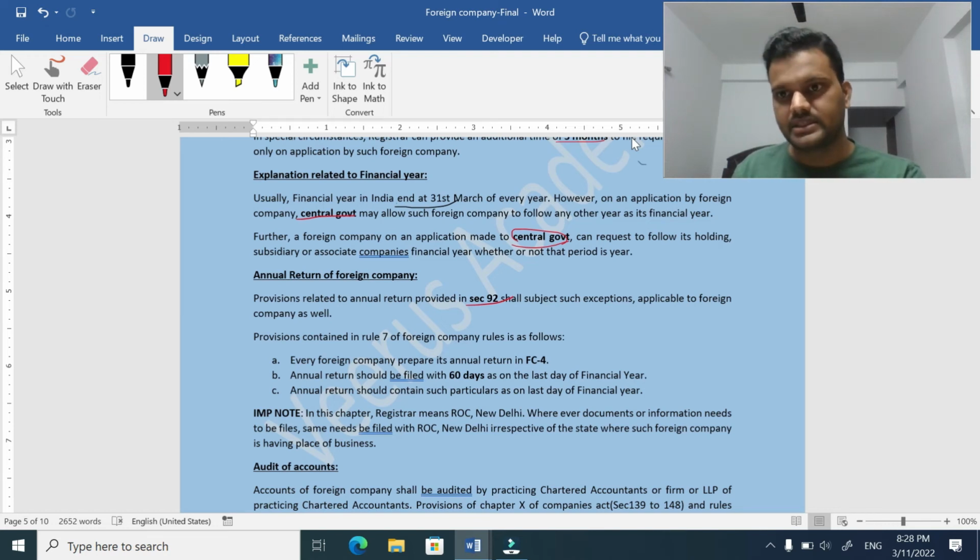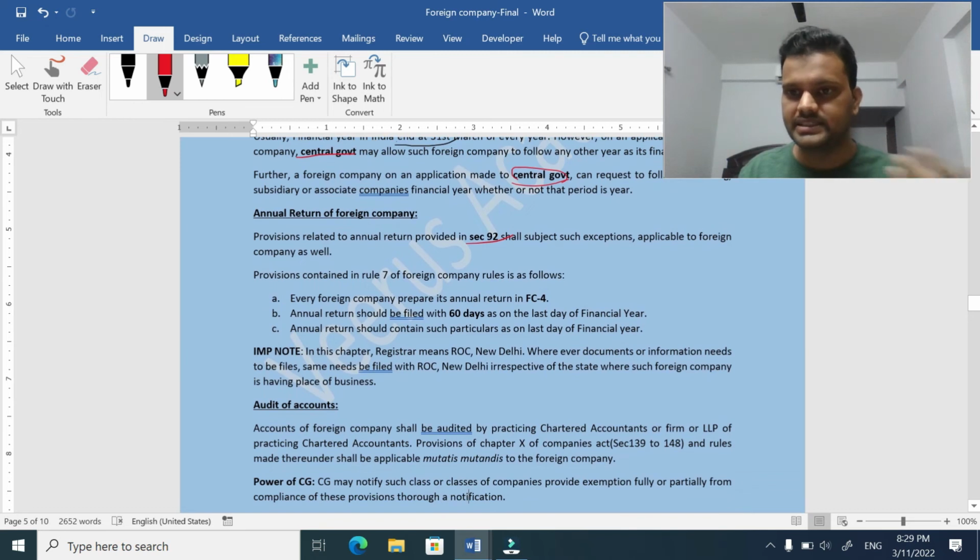List of companies, subsidiaries, and directors, and any changes in the KMPs. Some information related to shares and all the basic information related to the company. We have to provide this under Section 92 of the Companies Act. And a foreign company also needs to provide similar information with some modifications, because all the provisions may not be applicable to them.